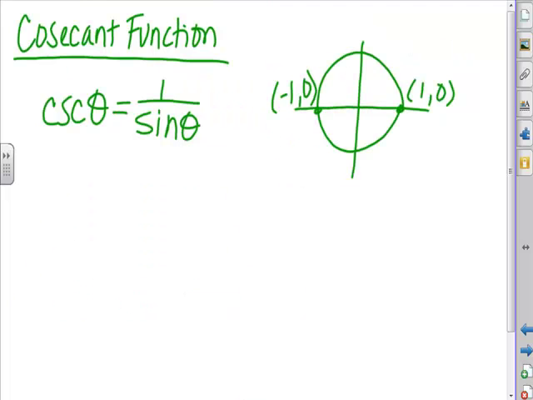Okay, there you have it, your first one. Cosecant function. So the cosecant of theta is 1 over sine theta. And yes, you probably are just plain going to have to memorize these. We'll summarize these in a minute so we can see if we see kind of a pattern.